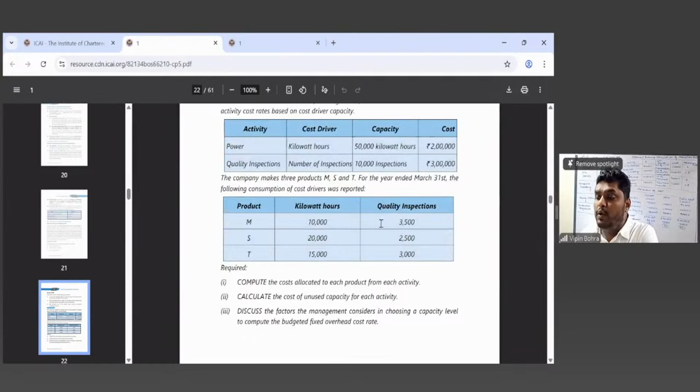Required, compute the cost allocated to each product from each activity. Okay, so we can. Now next point, calculate the cost of unused capacities. The question has also mentioned that there is some capacity which is spare or unused. So we have to calculate the cost of unused capacity. So again, this question won't take much time. So let's discuss this question quickly.